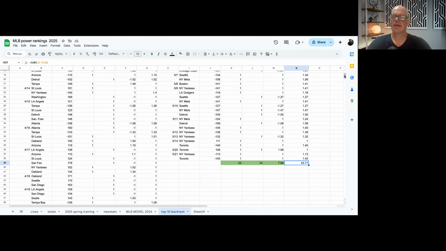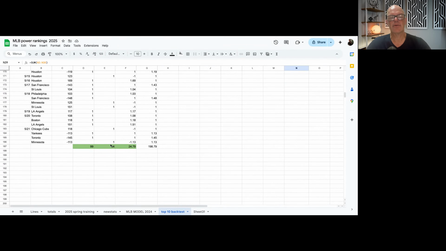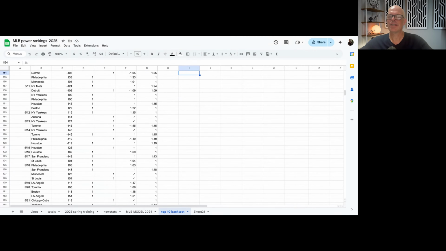Now we go over here to the left. This is playing the top 10 teams, and I have a significant amount more data here. I started tracking this on 4/10, all the way up through yesterday, 5/21. This is 99-84, up 24.79 units, with a total amount of units invested of 198.79. Since we have different sample sizes, the top 6 teams I have a small sample size, and over here on the left, we're playing the top 10 teams, we have a bigger sample size.